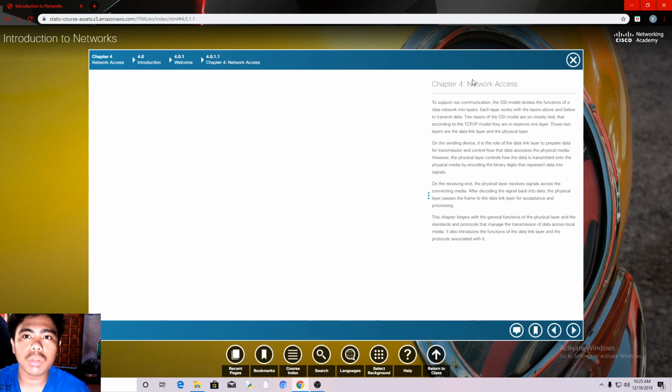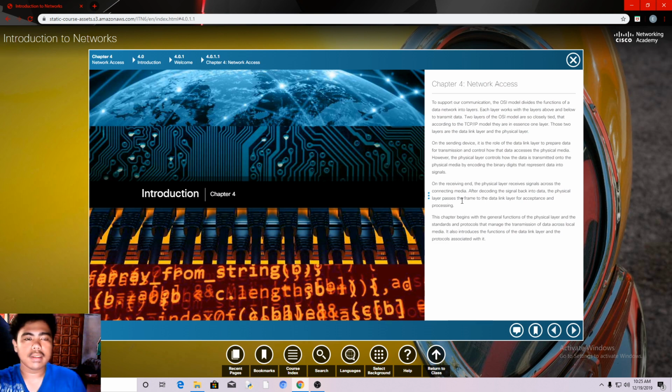I'm just showing you the introduction of chapter 4, network access. Network access supports our communication through the OSI model, which divides the functions of a data network into layers, and each layer works with the layers above and below to frame data. Two layers of the OSI model are so closely tied that, according to the TCP/IP model, they are in essence one layer. Those two layers are the data link layer and the physical layer. So this is the description of chapter 4. Let's go.